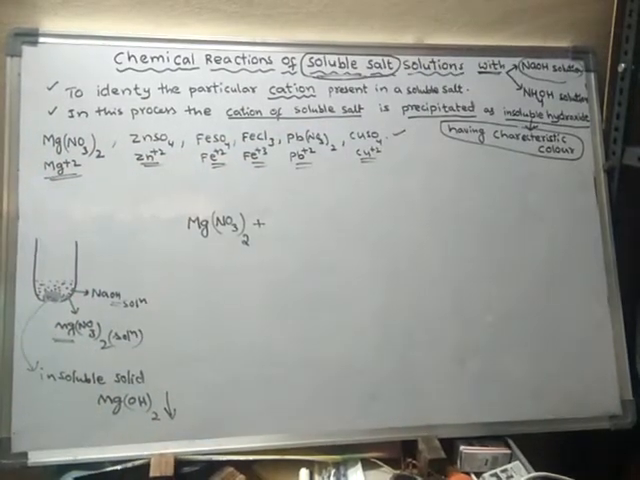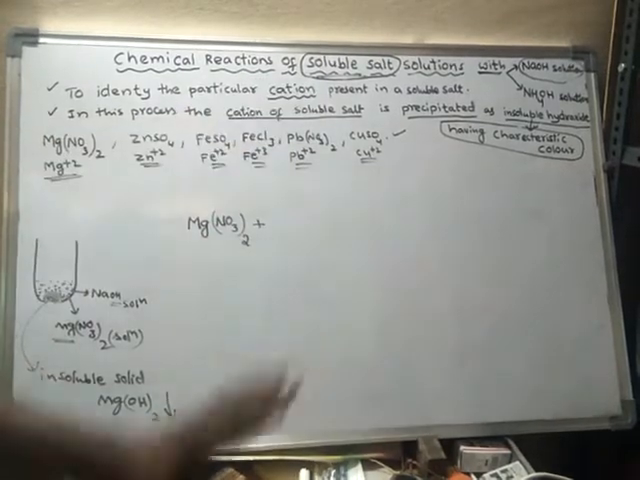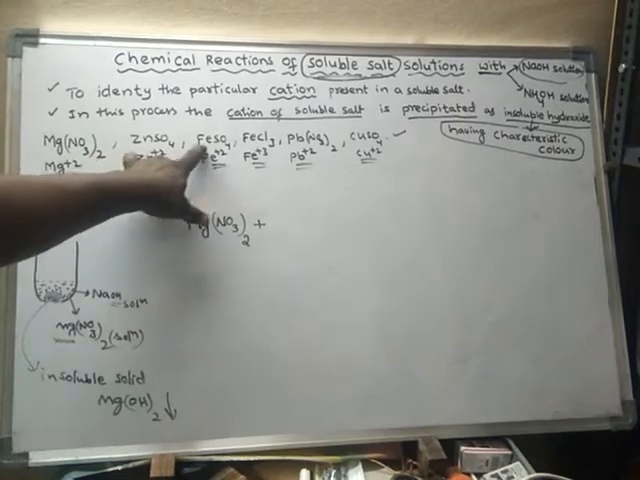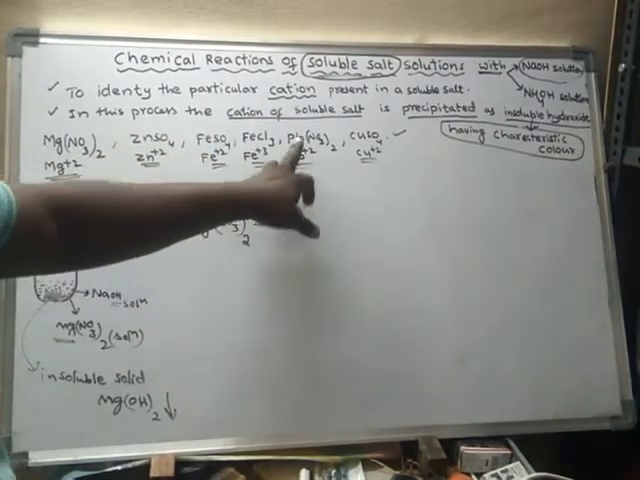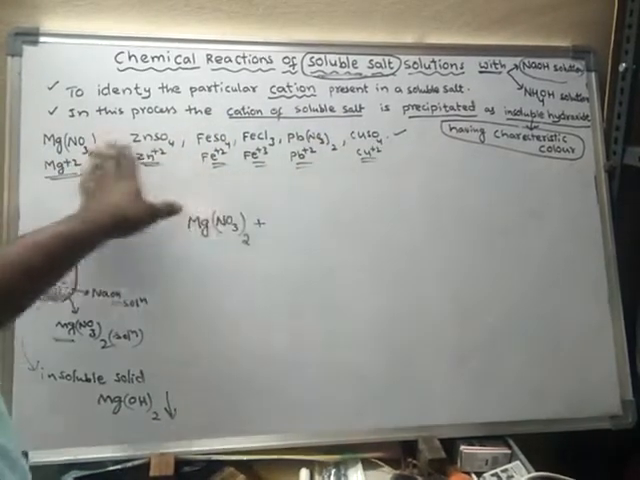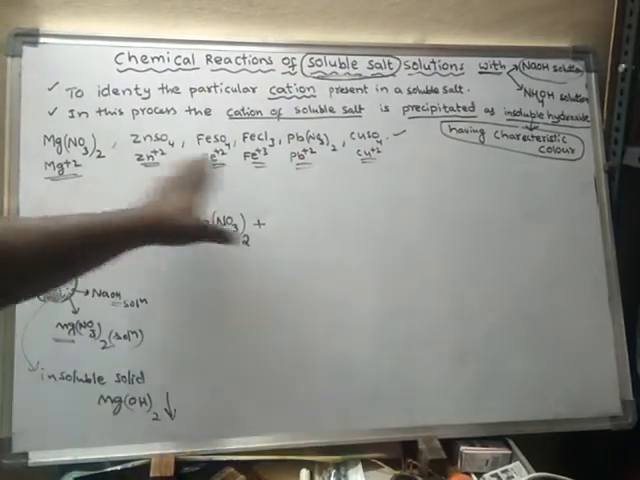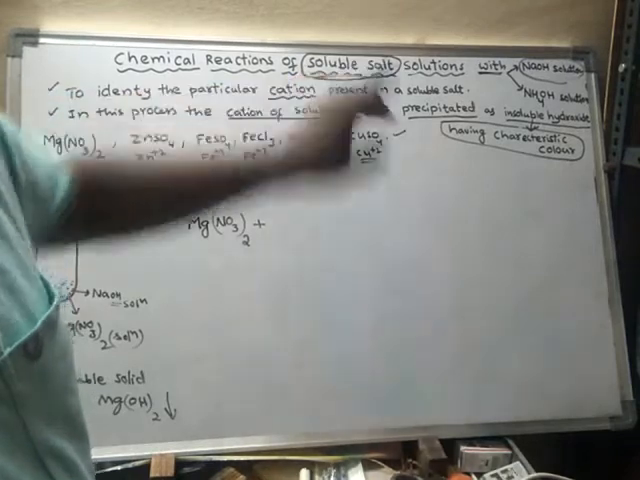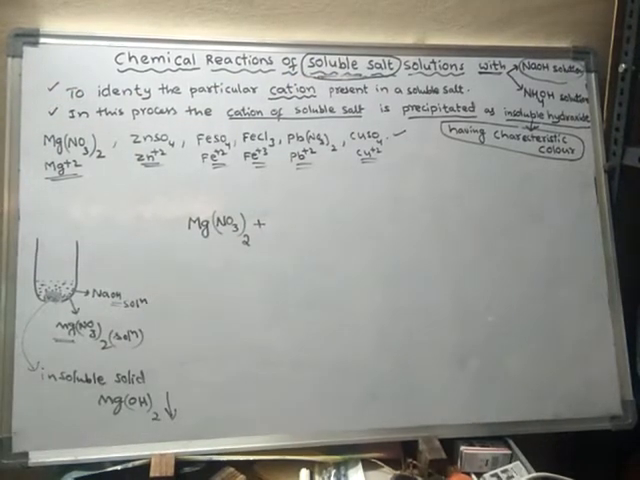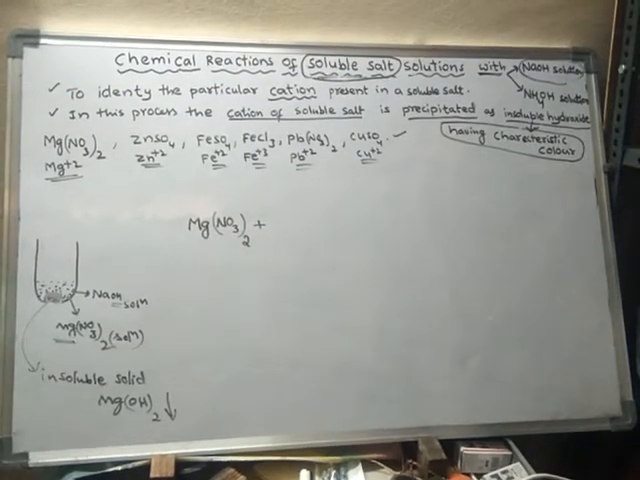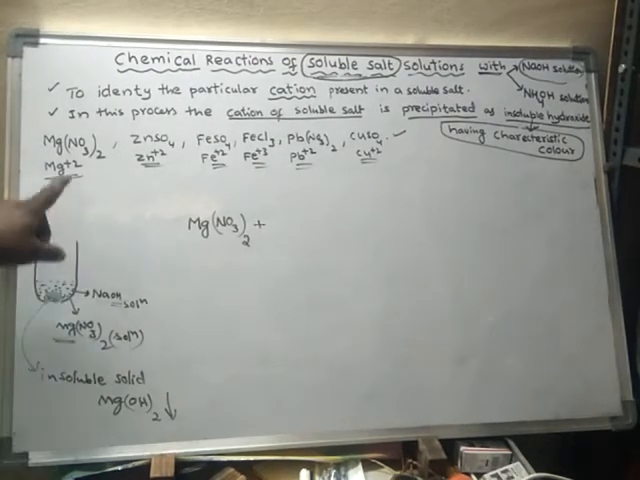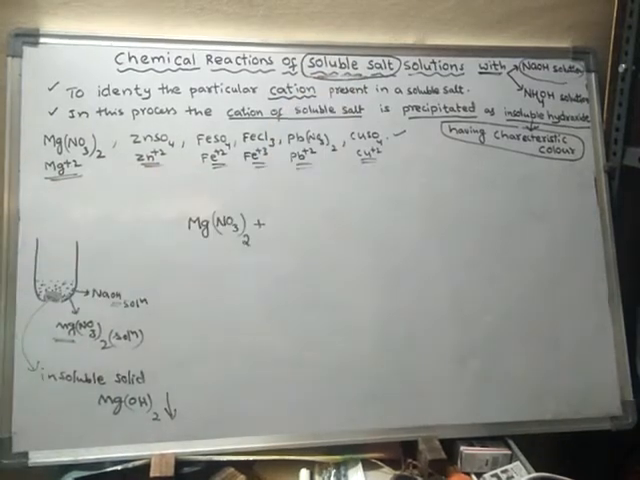So for example, take some salts like magnesium nitrate, zinc sulfate, iron sulfate, iron chloride, lead nitrate, copper sulfate. These are the salts given in the textbook. Don't take the salts of sodium or potassium cations; we may take any other salts. We will learn about these salts now.